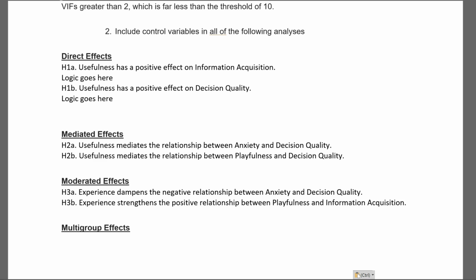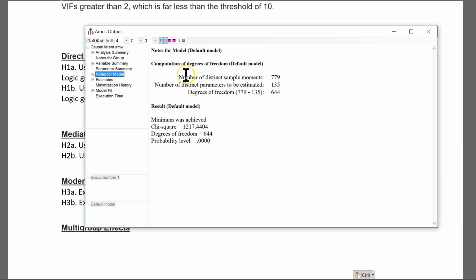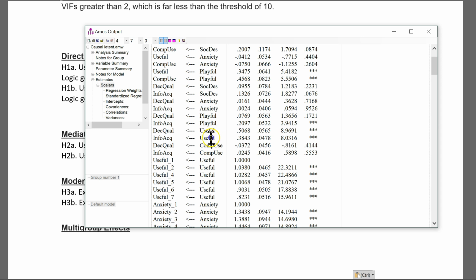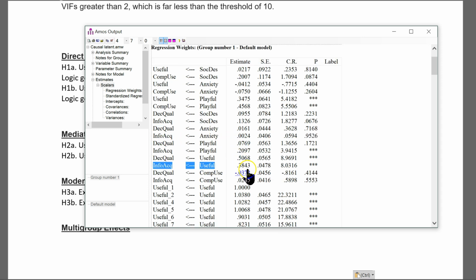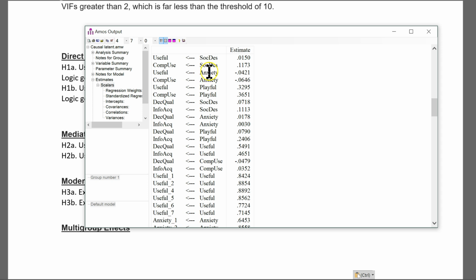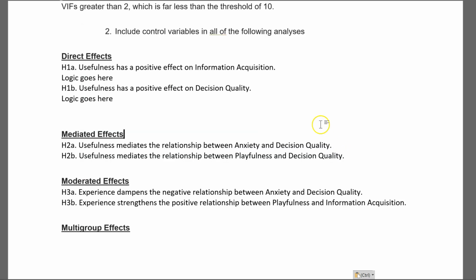All right, so let's go look at those two hypotheses we theorized. The first one was usefulness has a positive effect on information acquisition. Does it? Usefulness on information acquisition, this one right here. And the answer is 0.384, p-value is less than 0.001. Let's go get the standardized effect, usefulness, information acquisition. Here it is, 0.465. Yeah, positive, 0.465. So this is where the evidence goes: beta equals 0.465, not negative. And the p-value, I'm going to say star, star, star, which is p less than 0.001 in this case.